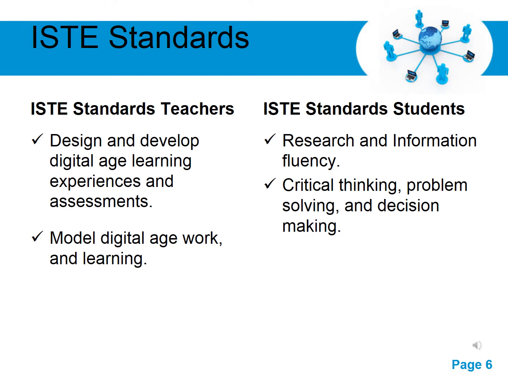The following are ISTE student standards. Standard number 3, research and fluency. The specific performance indicators supported by Pearltree are: B, locate, organize, analyze, evaluate, synthesize, and ethically use information from a variety of sources and media. C, evaluate and select information sources and digital tools based on appropriateness to specific tasks.